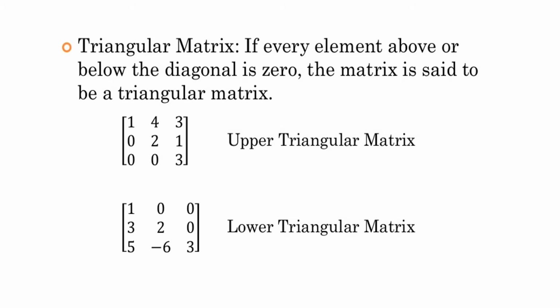A triangular matrix means every element above or below the diagonal is 0. We can have two types of triangular matrices. They are upper triangular and lower triangular matrices. In an upper triangular matrix, elements will be present above the diagonal and below the diagonal we will have only zeros. In a lower triangular matrix, all numbers will be present below the diagonal and zeros will be present above the diagonal. In both the sample examples, 1, 2, 3 are the diagonal elements.